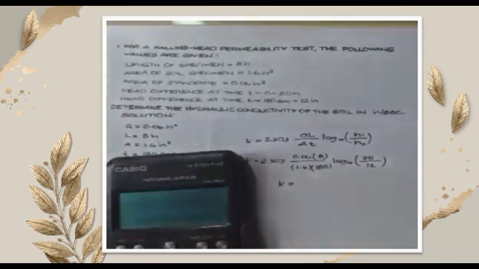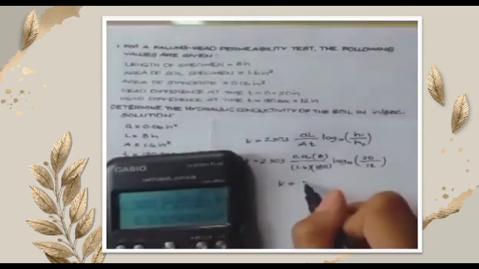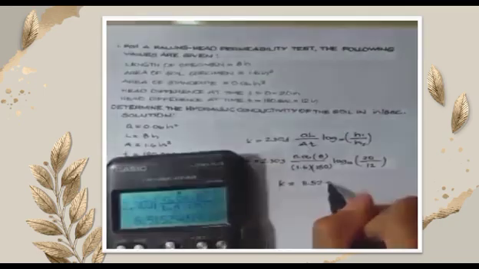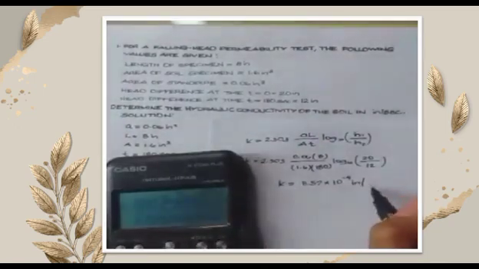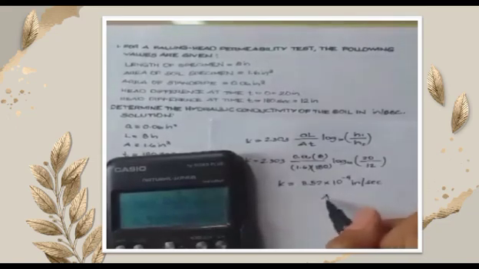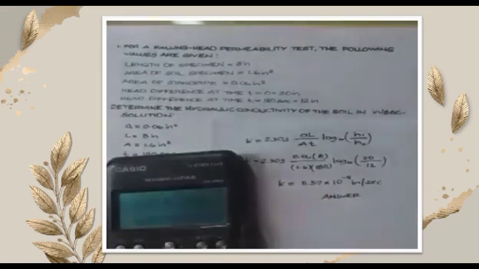So the answer is 8.52 times 10 raised to the power of negative 4 inches per second. So this is the answer in determining the hydraulic conductivity of soil in inches per second.